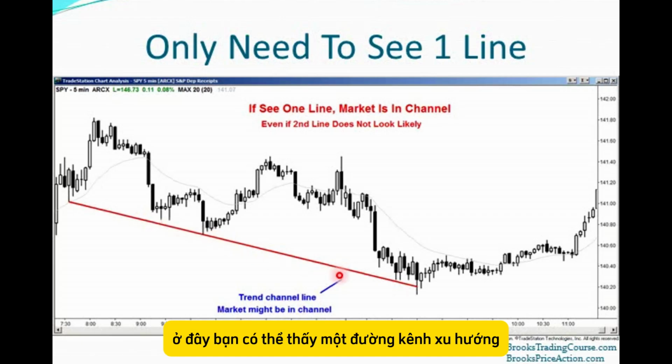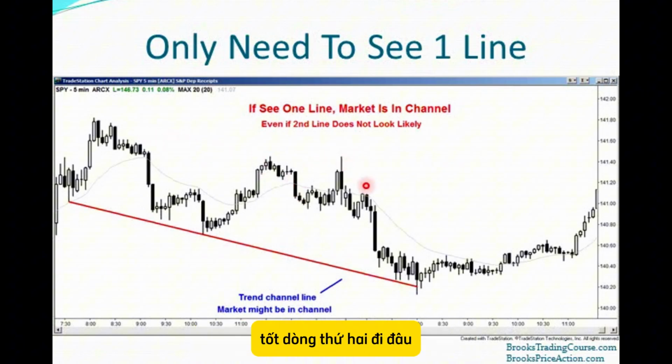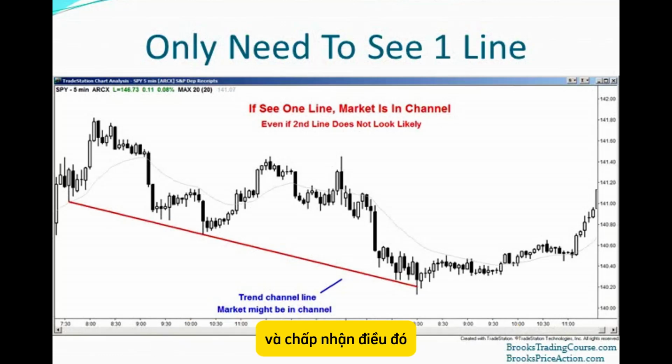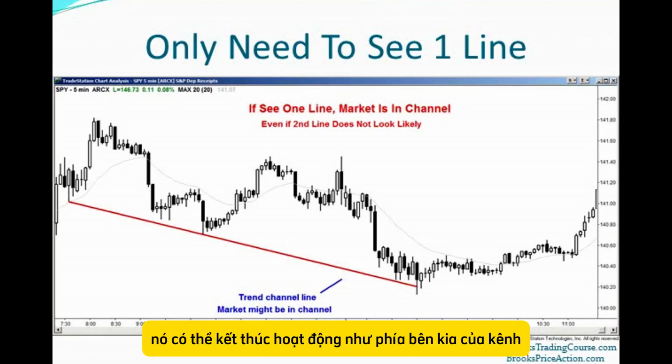Here you can see a trend channel line, so the market might be in a channel, and then you look on top and you think, well, where does the second line go? Does it go down here? Does it go across here? If it goes across here, it looks like it's divergent and too broad. That doesn't look right. Well, the market's always in a channel, so you always have to look at any possible line and accept that it may end up working as the other side of the channel.